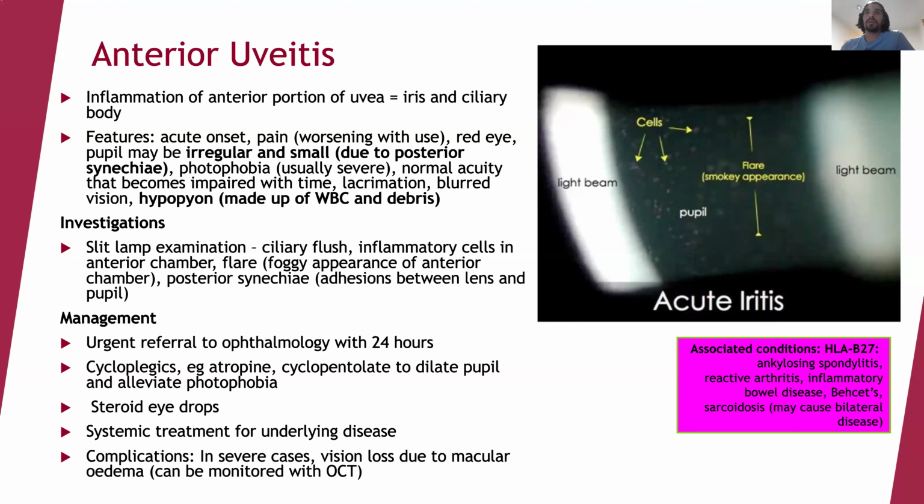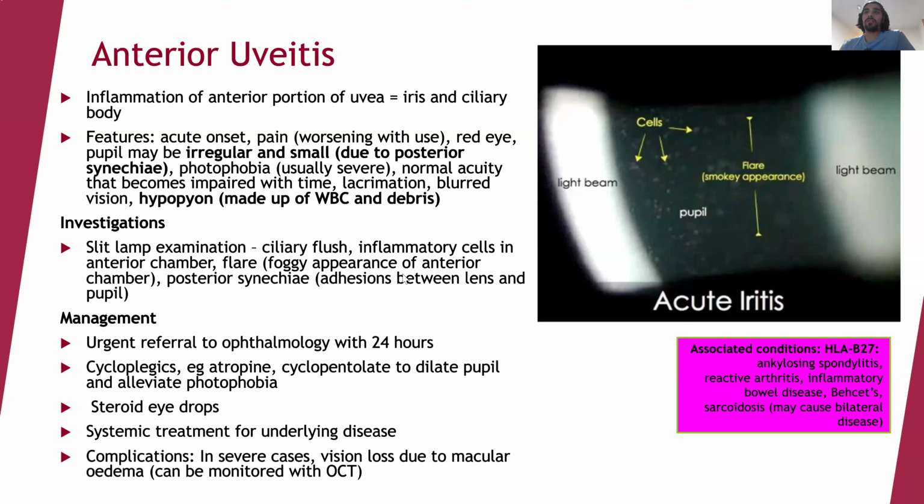And you get photophobia, but you do get normal acuity, like they can see normally, but this does get impaired with time. And you can get something called a hypopyon, which is like a fluid you can see when you do a slit lamp. And that's made up of white blood cells and debris. So yeah, investigations are slit lamp examination. I don't know if you guys have done your ophthalmology placement yet, but you'll see them do it.